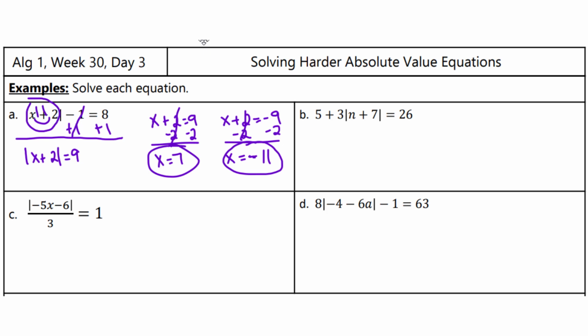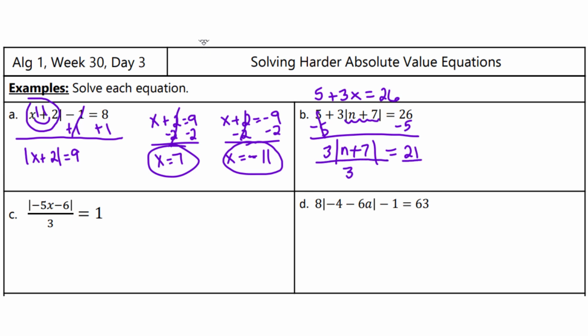So on B, this is what I want to get by itself. I've got a 5 and a 3. This 3 is multiplication, so this is like saying something like this and asking us to solve it. So which one do I do first, the 5 or the 3? Well, I'm going to do the 5. I'm going to subtract it over to the other side. So 3 times the absolute value of n plus 7 is 21. And then I'm going to divide both sides by this 3.